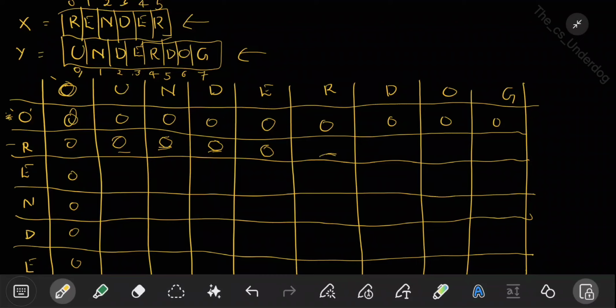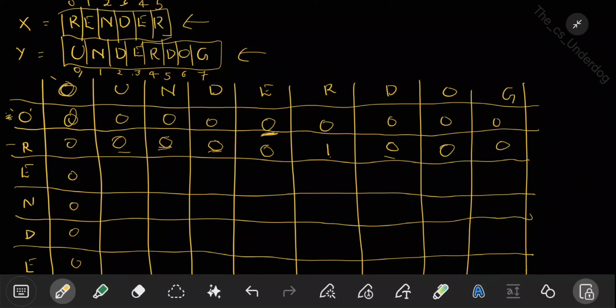R and R are equal. If it is equal, what should you do? Whatever is the value in the diagonally above element, to that you should add 1. So when you add 1, the value will be 1 here. 0 plus 1 is 1. Next one is R and D. They are not equal, so you don't have to see anything else, directly put 0. This is why this algorithm is easy. R and O are not matching, 0. Again 0. What about the next row? E and U are not matching, it is 0. N and E are not matching, it is 0. Next, E and D are also not matching, it is 0.